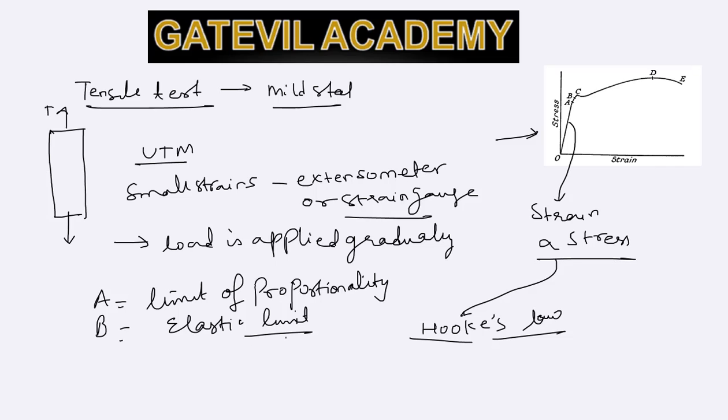After this, if the material is loaded, some plastic deformation will occur in the material. After this comes point C, which is known as yield limit. At this point, metal shows an appreciable strain even without further increase in load. You can see in the curve that after point C, the material shows an appreciable strain without any further increase in the load.